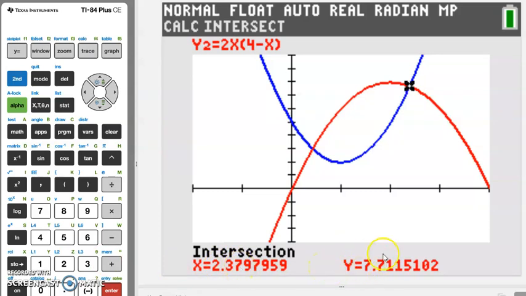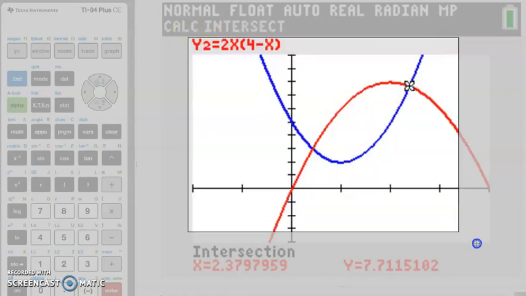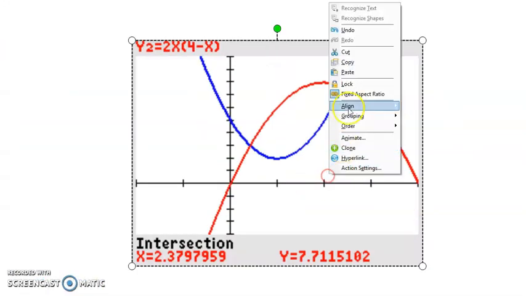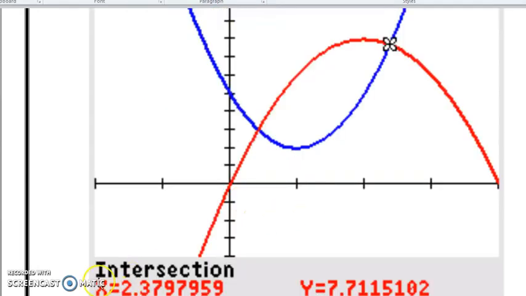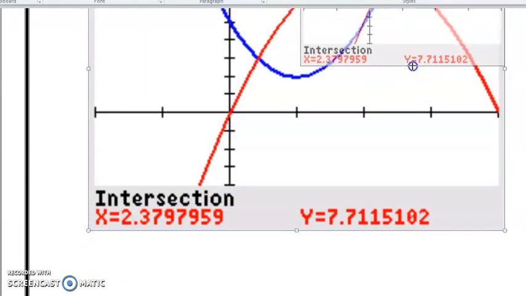All right, and if we did the verification on this point, both sides would equal 7.7, which is kind of cool. All right, so there we are. Graph that one for you as well. There we go.